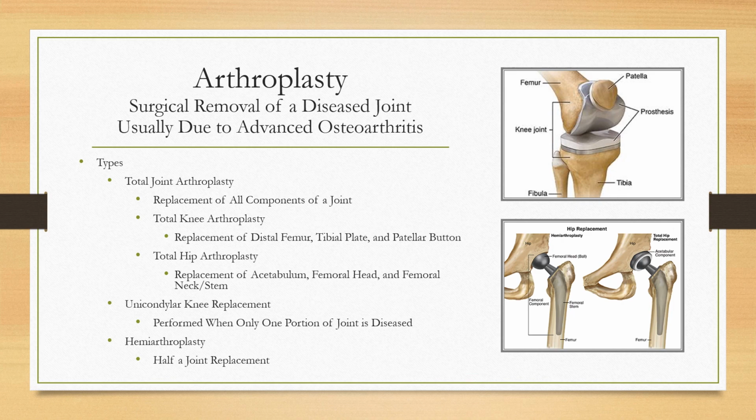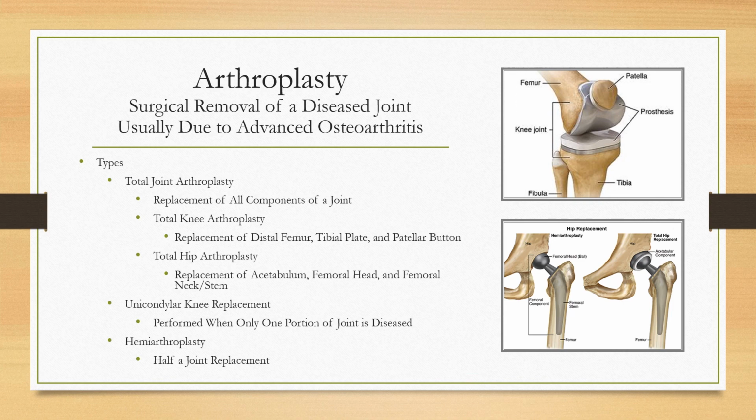Okay. Total joint arthroplasty means that all the components of a joint have been replaced. So if we're talking about a total knee arthroplasty, so a total knee replacement, we call it TKR, total knee replacement. That's the replacement of the distal femur, so on the top right there, distal femur, the tibial plate. So the top of the tibia has been replaced, and also the patella.